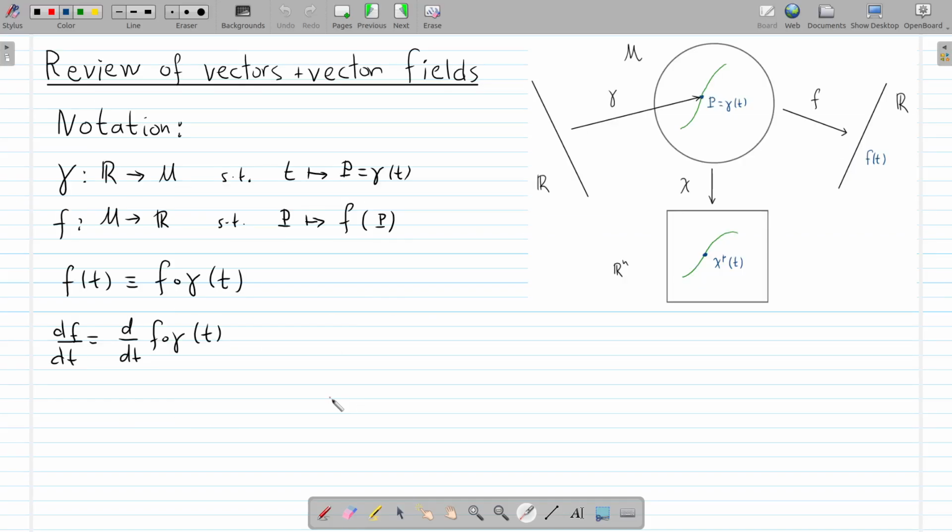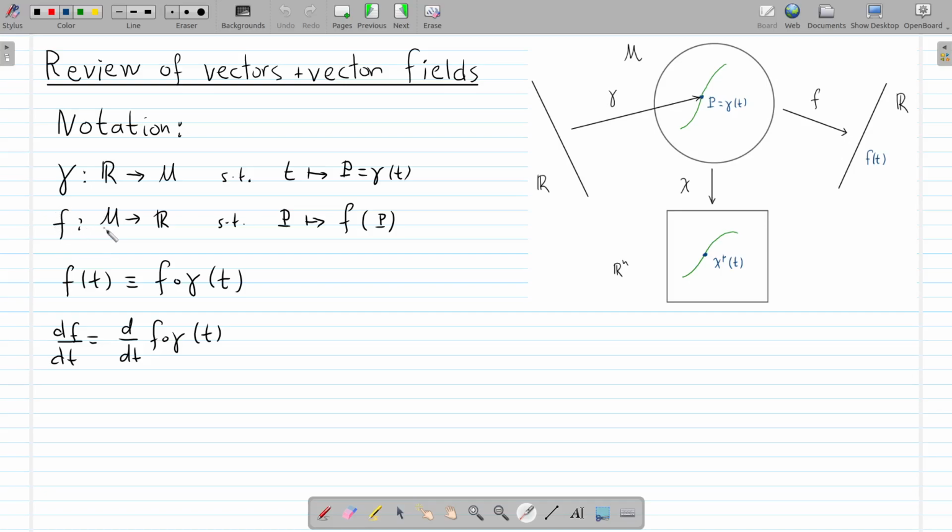So let's review some basic facts about vectors and vector fields so that we can set up the notation. We have, first of all, a curve on a manifold M, which is a map from the real numbers onto M, such that the value of the parameter t of the curve is mapped to a point P, denoted by gamma of t.